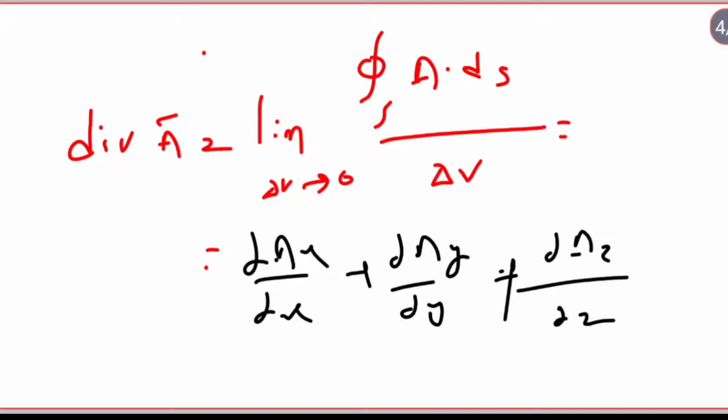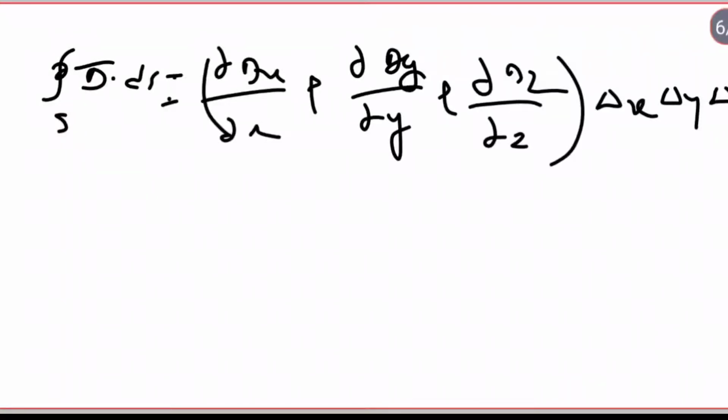If you apply the divergence theorem, divergence of d bar can be written as follows. We already know that, according to the differential volume element, surface integral d dot ds equal to dou dx by dou x plus dou dy by dou y plus dou dz by dou z into delta x, delta y, delta z, that is equal to q.